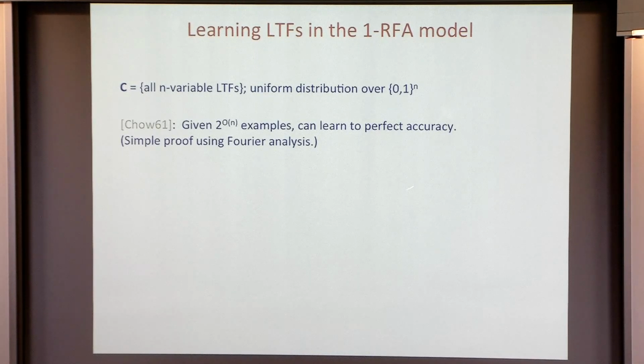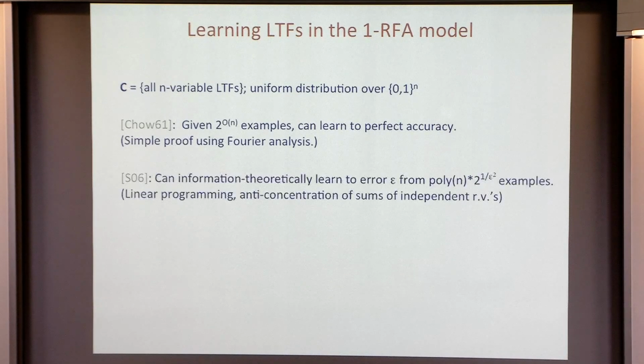Okay? And there are some very cute proofs of this in modern language. Of course, we want to do something faster than 2 to the n time, and we're willing to give up some accuracy. Is there a robust version of this theorem? It turns out there is a robust version of this theorem. If you want to learn to say just some small constant accuracy, then something like polynomial in n and 2 to the 1 over epsilon squared examples suffices for that.